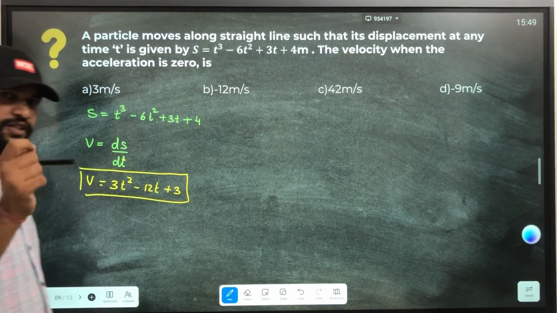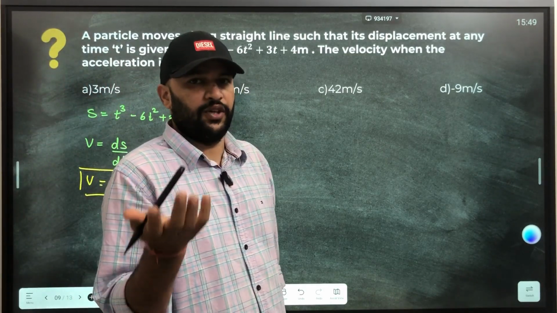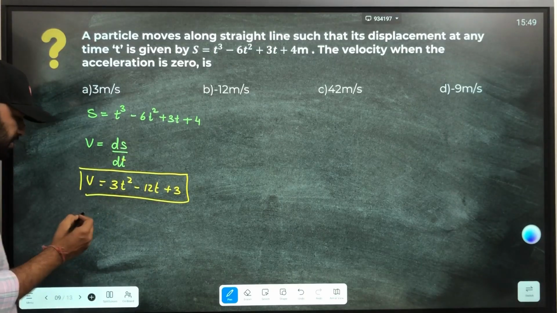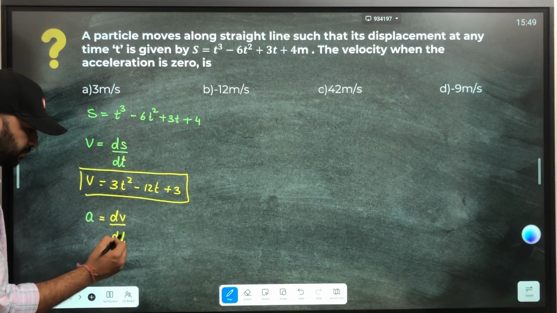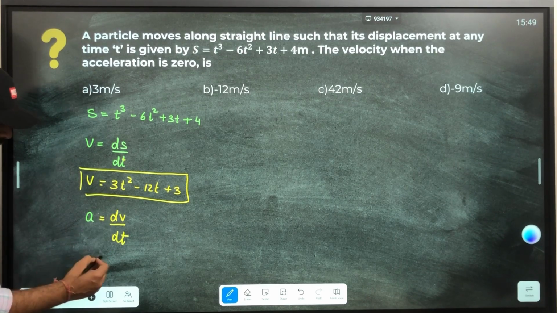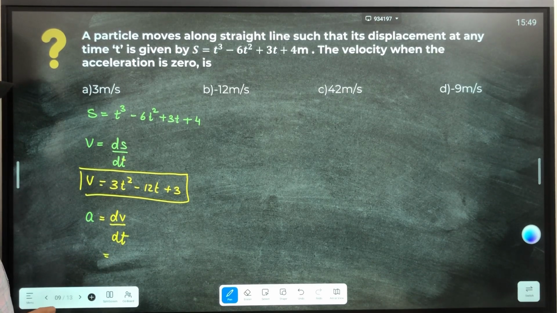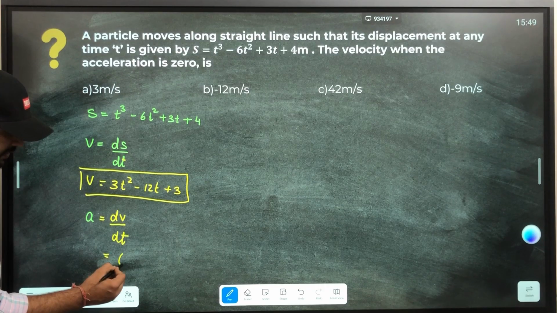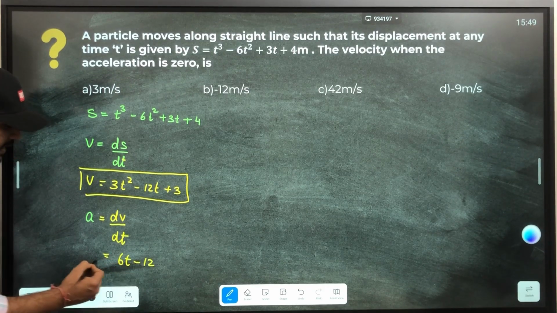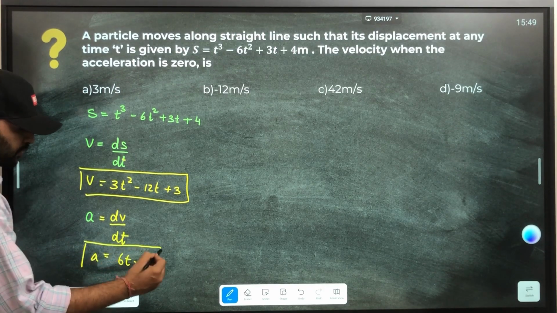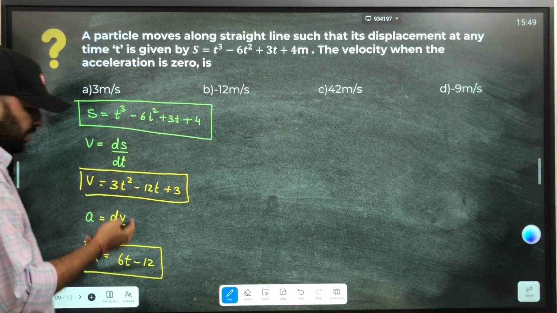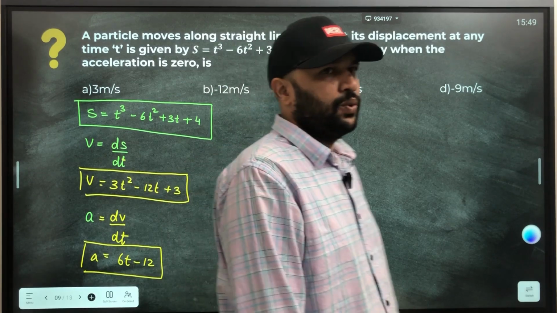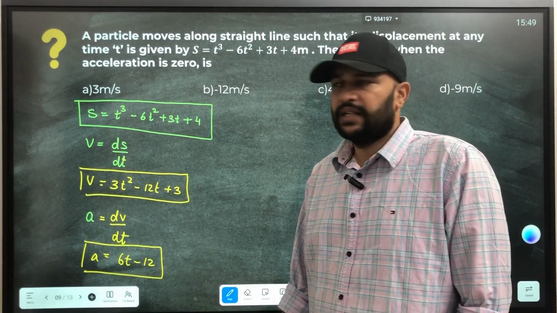If we differentiate this velocity of the particle, we will get the value of acceleration of the particle. So let's differentiate it once again. A equals dv by dt, right? And differentiating this, what we will get? We will get 6t minus 12. That's our acceleration. So we have all three functions: displacement function, velocity function, and acceleration function too. Let's read the question once again and what it is asking.